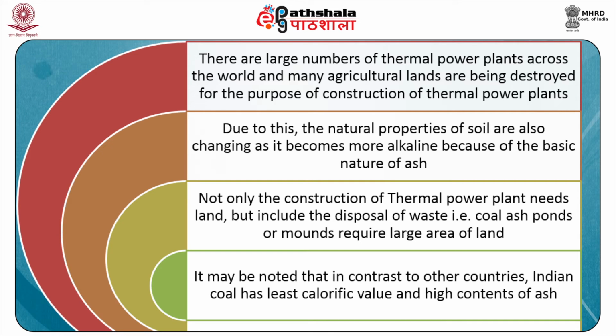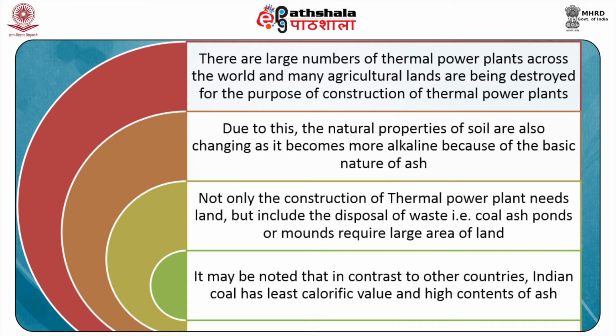Due to this, the natural properties of soil are also changing as it becomes more alkaline because of the basic nature of ash. Not only does the construction of a thermal power plant need land, but the disposal of waste, that is, coal ash ponds or mounds, also requires a large area of land.